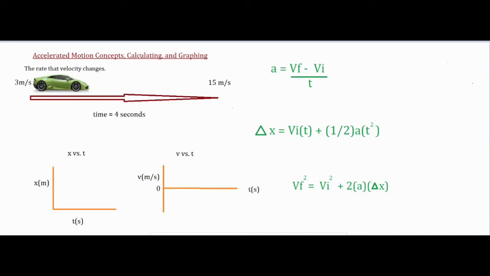One of the first things we're going to do is use one of these green formulas to calculate the acceleration of this car. According to my diagram here, it shows that it starts at 3 meters per second and speeds up to a velocity of 15 meters per second in 4 seconds. So what I'm going to do is label the variables that are given and then pick an appropriate formula to find the acceleration.